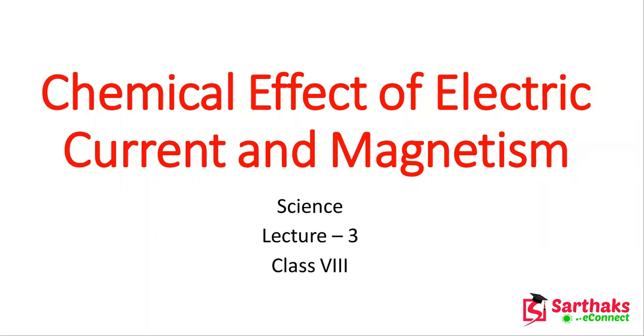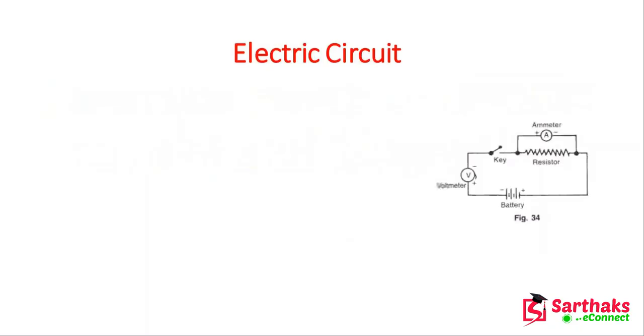Students, I hope all of you are doing great. And now we are going to start the third lecture of our chapter, that is chemical effects of electric current and magnetism. Now in this lecture we are going to talk about electric circuit.